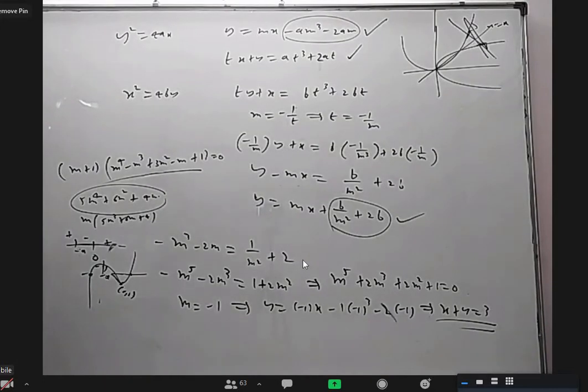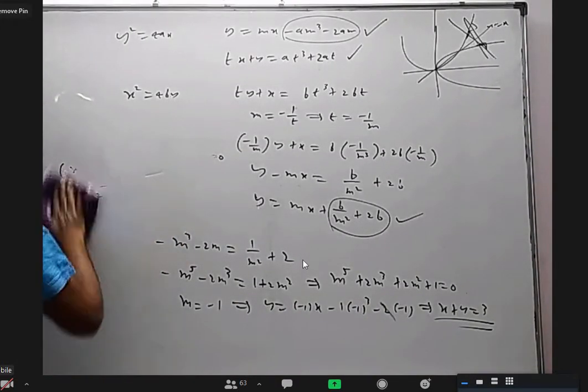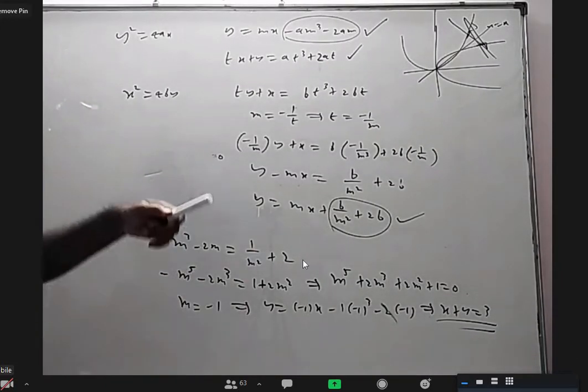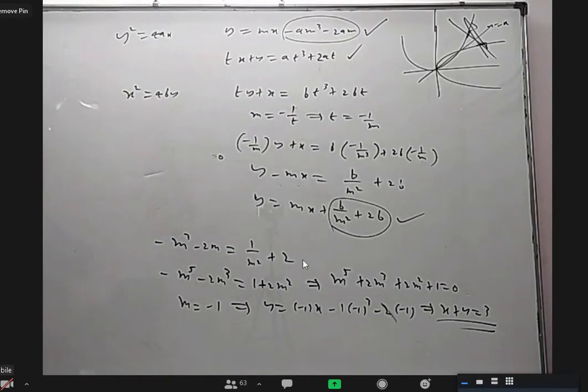Yeah, this is only one root. By calculus, we can prove this is only one root. Okay, like we found common tangent, we found common normal. We just took the general normal to this, and then equated. Okay, everybody done with this question?